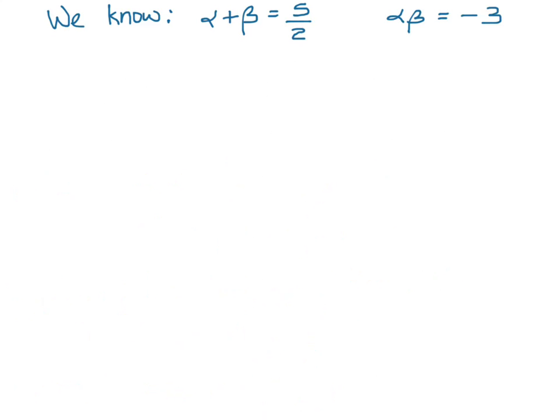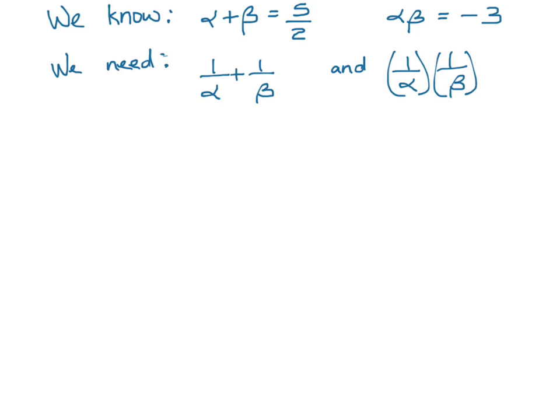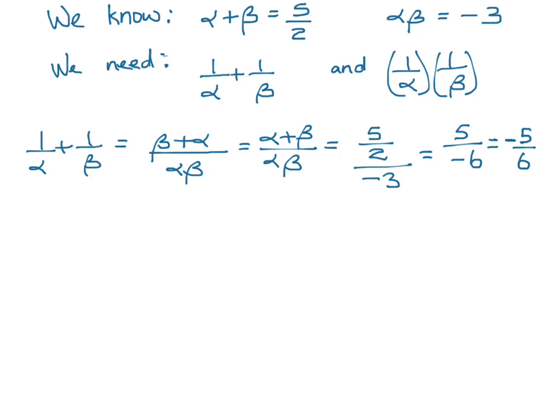So to state again what we know: alpha plus beta is 5 over 2 and alpha beta is negative 3. And what we need is 1 over alpha plus 1 over beta, and 1 over alpha multiplied by 1 over beta. So we know that 1 over alpha plus 1 over beta, well, that's a fraction. We find the LCM, alpha beta. Our numerator is beta plus alpha, which we can write as alpha plus beta. So we have alpha plus beta all over alpha beta, which is equal to 5 over 2 over negative 3, which is equal to 5 over negative 6, which we would write as negative 5 over 6.